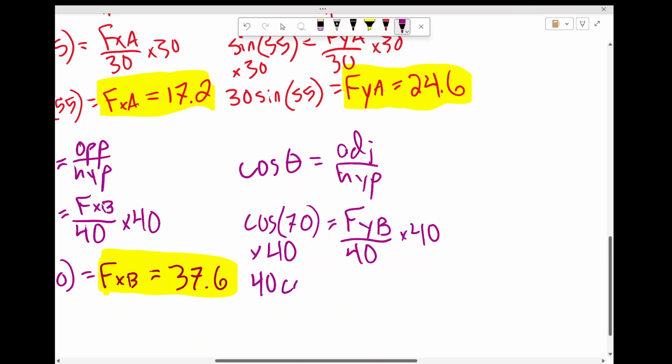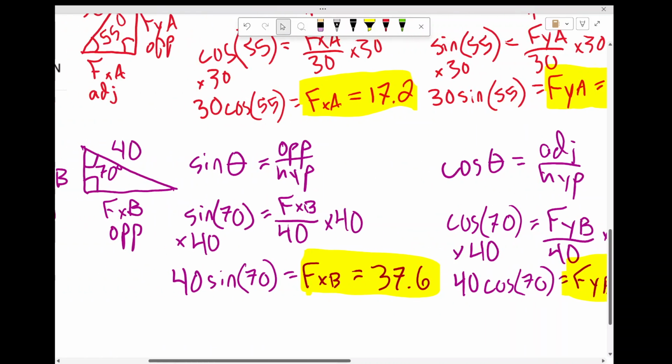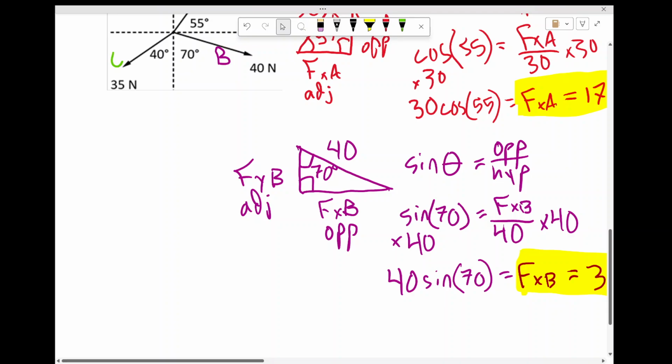We get 40 cosine of 70 equals Fyb, or 40 cosine 70 is 13.7. And again, we're going to highlight that and come back to that later as well. Switching over to green, we will do our third vector, and that is C.